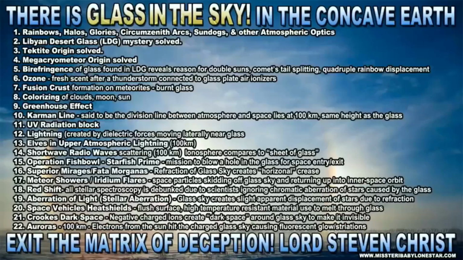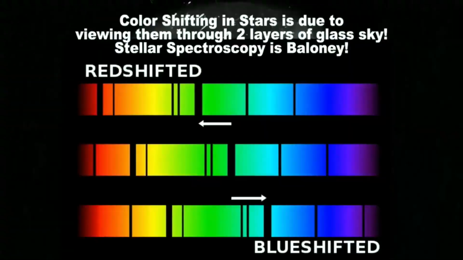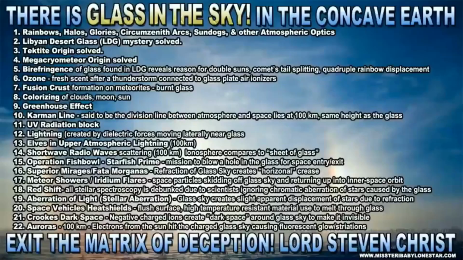Number 18. Redshift. You've probably been told that the universe is expanding because they see the redshift of the stars. Well, nothing can be further from the truth. What they don't understand is that there's actually 2 layers of glass, one at the 100-kilometer level and the other at the celestial sphere level. So you're viewing the stars through 2 layers of glass, and it's creating chromatic aberration. It's creating the colors. It's creating the shifting. That's all it is. It does not indicate movement away from you.